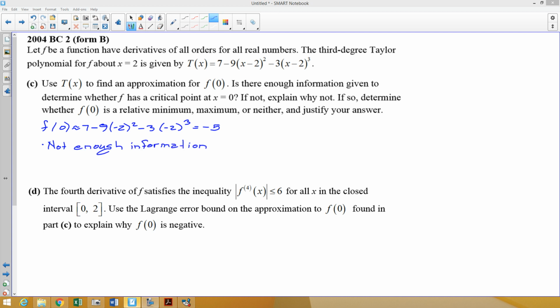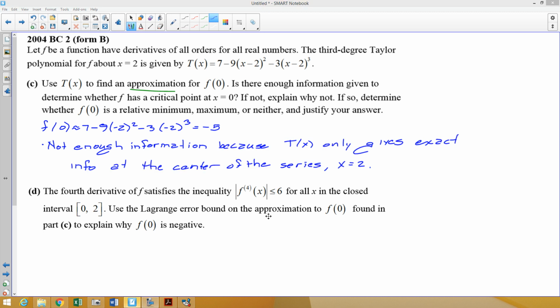The reason there's not enough information is because I have now gone away from the center of my series. You're still allowed to use the Taylor polynomial to approximate function values, and notice I did use the word approximate here, but the instant I step away from the center of the series, everything's an approximation, and I'm not going to be able to get the exact value of the derivative at 0 because it's not the center of the series. So not enough information, because T of x only gives exact information for the center, which is x equals 2. There you go.